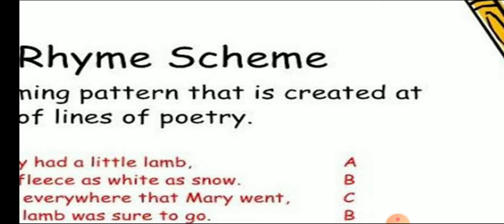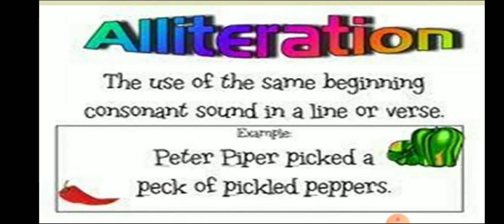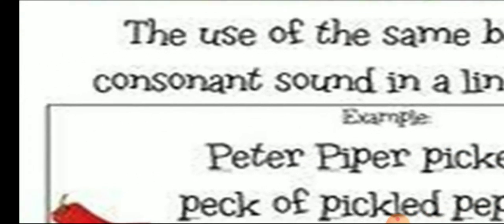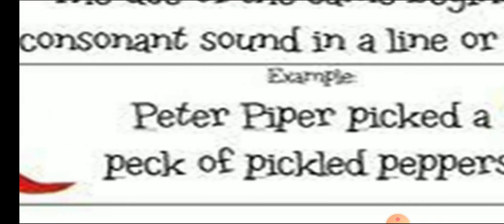But look at these lines. Here, which are the words that sound similar? Snow, go. So the rhyme scheme employed here is A, B, C, B. Alliteration: the use of the same beginning consonant sound in a line or verse. Peter Piper picked a peck of pickled pepper.